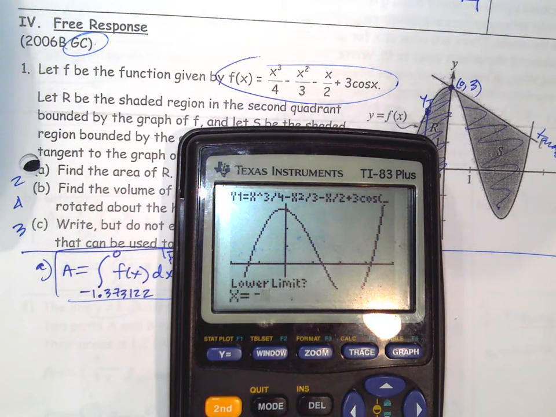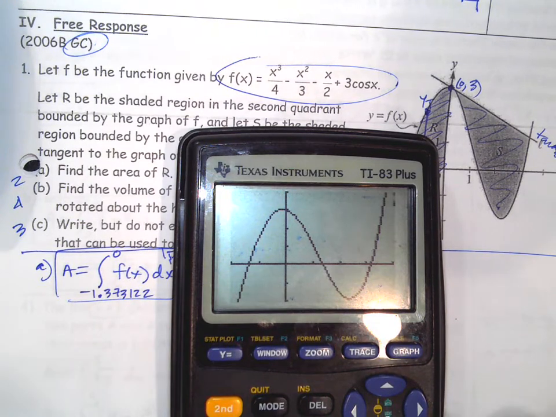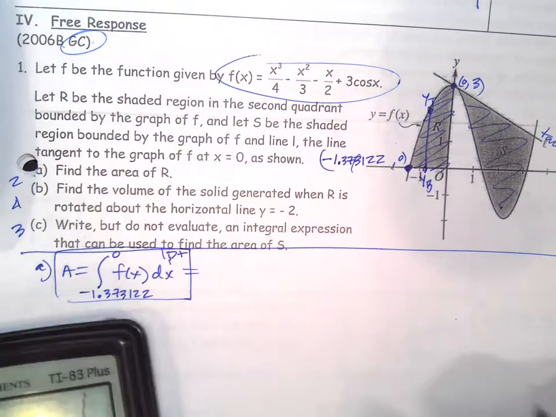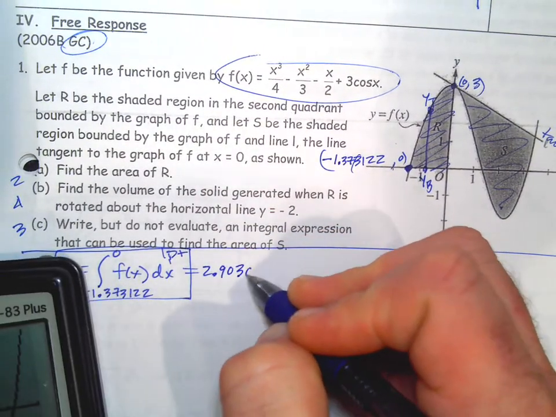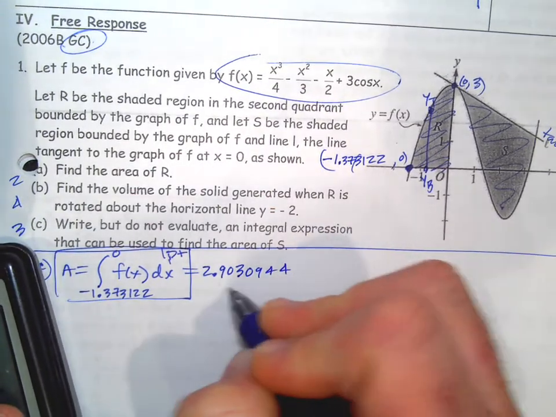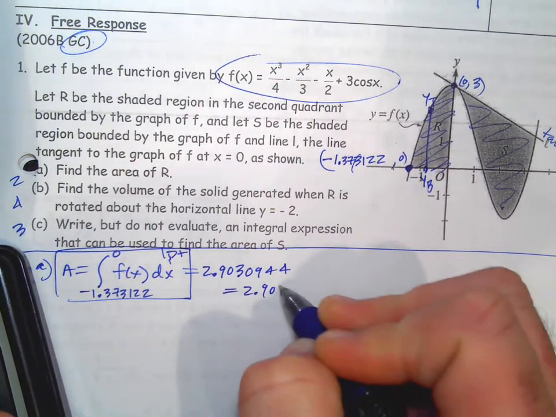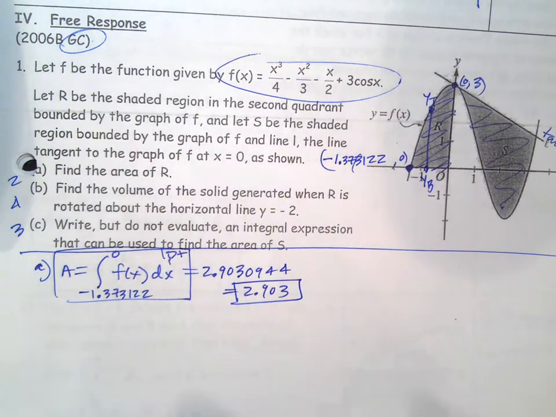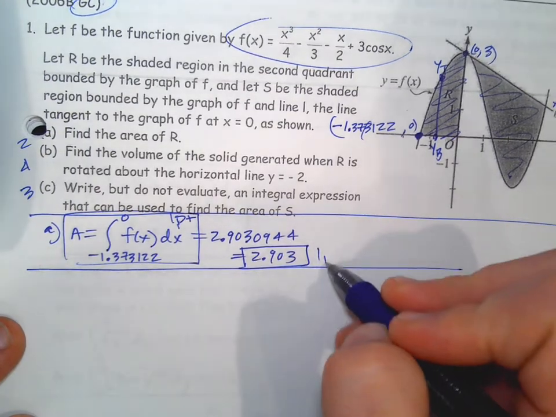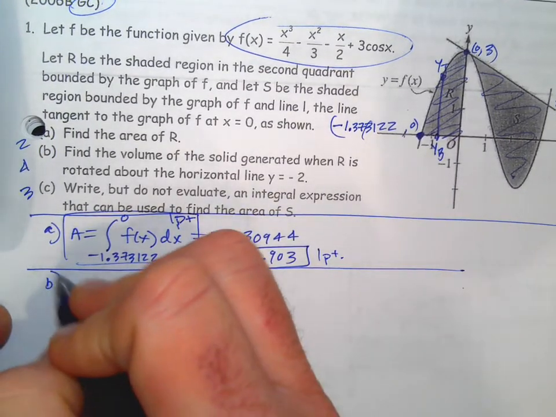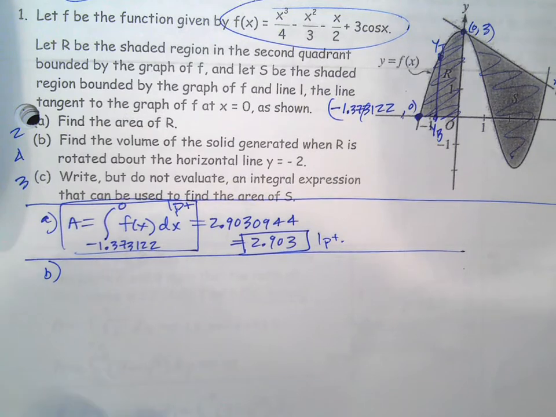Type it in. You never use trace for limits. Type them in. The nice thing is it does confirm that it did the area that you thought it was. So 2.9030944. I'm going to just write these down, because I don't know if I need this for some other problem later on. I'm just going to write down the extra decimals so I don't have to redo it later. So that's the answer for part A.